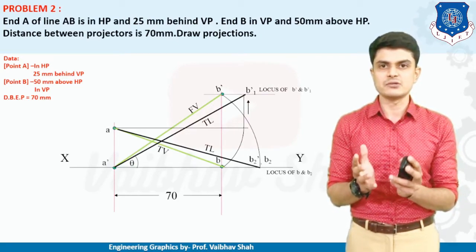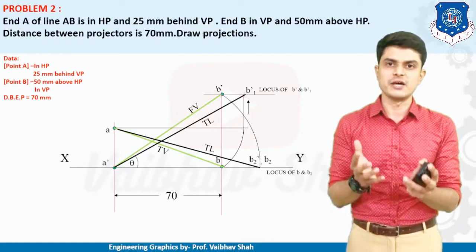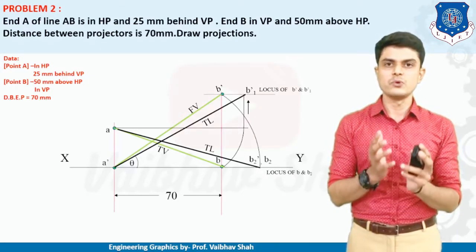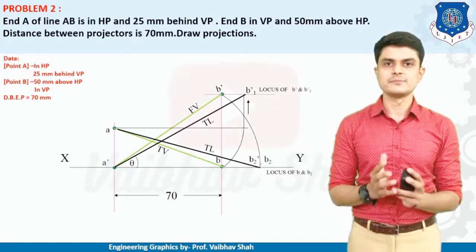So what we are having is the true length. Here the top view and front view are given. That's why we are rotating and making it a horizontal line, and then we are trying to find out the true length, right?